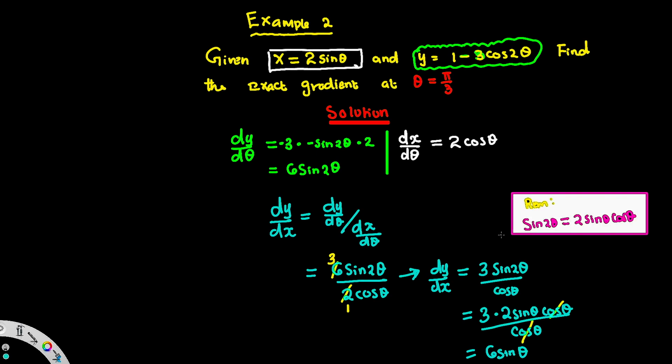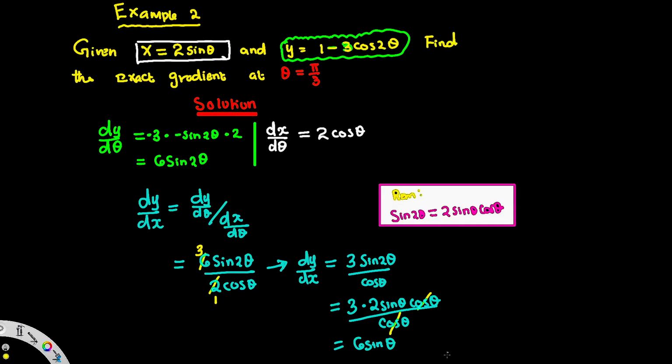Now since we were told we are finding the exact gradient at that particular point, and 6 sine theta is the gradient function, we're going to substitute theta, which is pi over 3, into dy/dx, and basically this is going to be what?